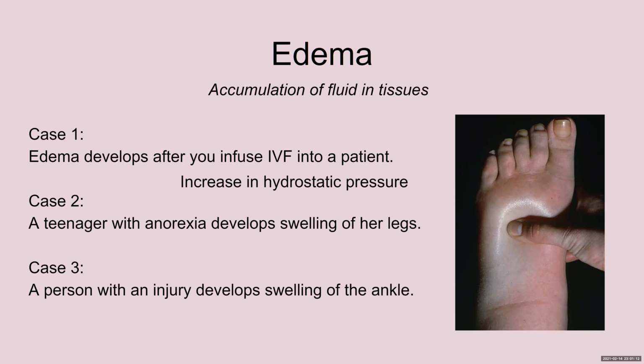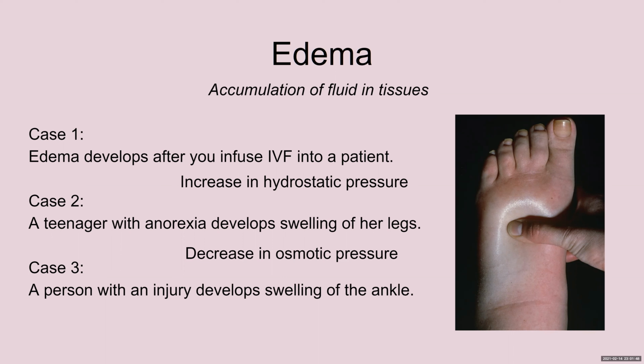Case 2, a teenager with anorexia develops swelling of her legs. What factor is causing edema in this scenario? So a decrease in osmotic pressure. Remember, osmotic pressure is regulated by albumin, which is a protein, which is very sensitive to nutritional status. So we could cause edema by increasing the hydrostatic pressure, decreasing the osmotic pressure, or there's one other mechanism.